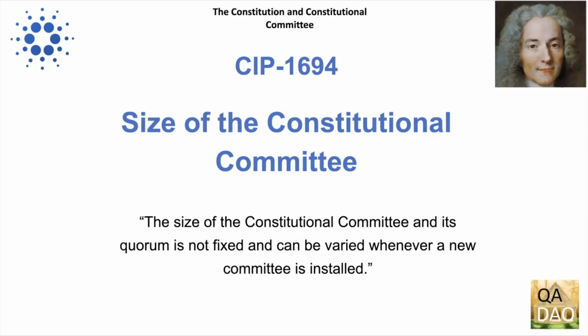Size of the Constitutional Committee. The size of the Constitutional Committee and its quorum, the number of votes that are required to enact governance actions, is not fixed and can be varied whenever a new committee is installed. In this context, a quorum is a minimum number of votes required to enact governance actions. In general, having a quorum helps to ensure that decisions are made with the participation of a representative group of participants, rather than just a small minority. A similar consideration applies to the size of the Constitutional Committee. Changes to the committee size and quorum parameters are enacted by a governance action. This action requires a minimum level of voting stake that will be explained later in this presentation.